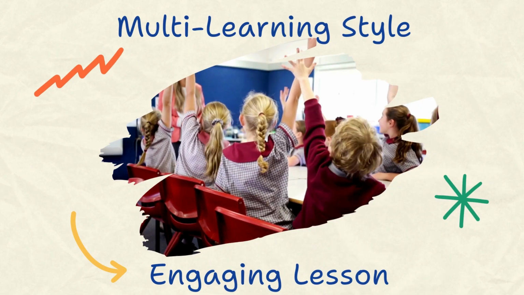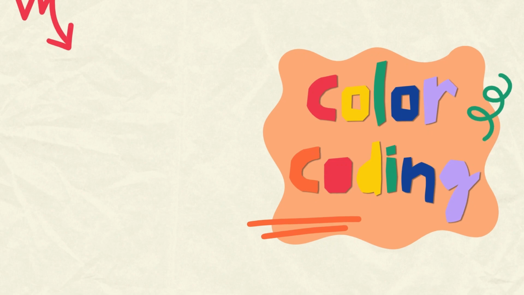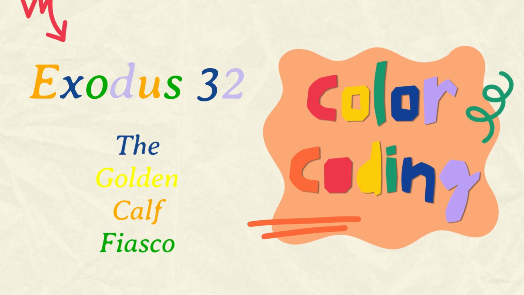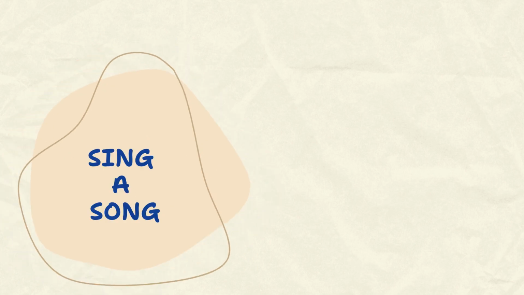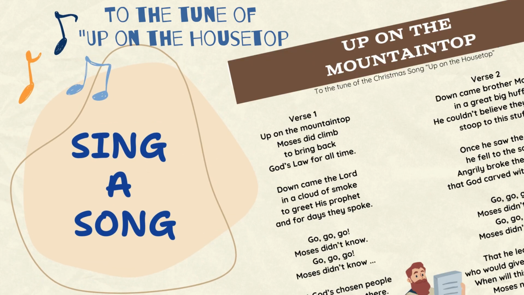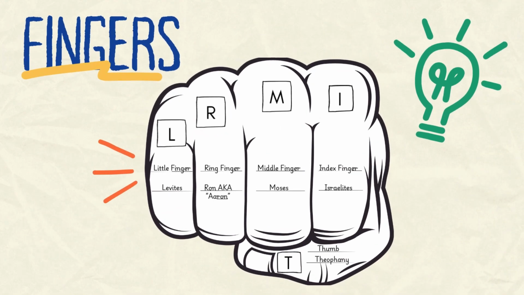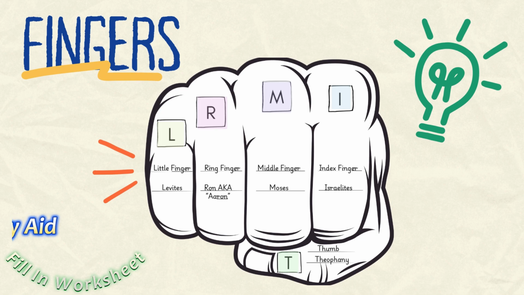In this multi-learning style lesson, students begin by color-coding Exodus 32, marking in 3 different colors how key players use their hands. A provided song sheet allows you to sing Up on the Mountaintop as a catchy method of review. Students use the fingers on their hand as a memory aid. The first letter of each finger correlates with the first letter of individuals or groups in our story.